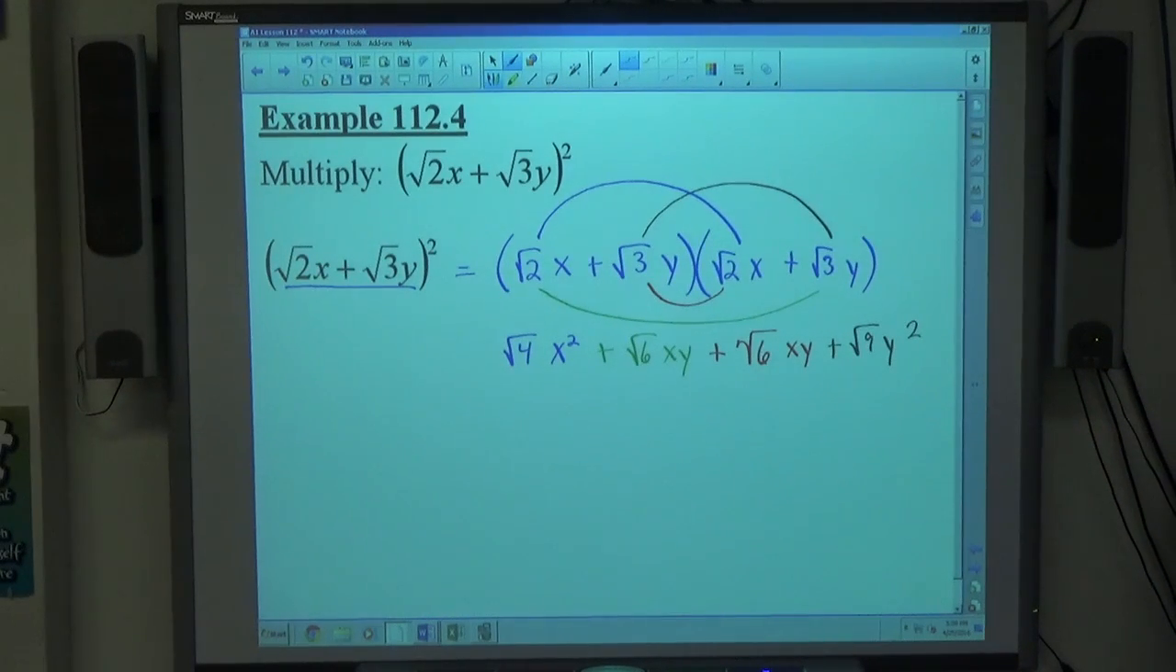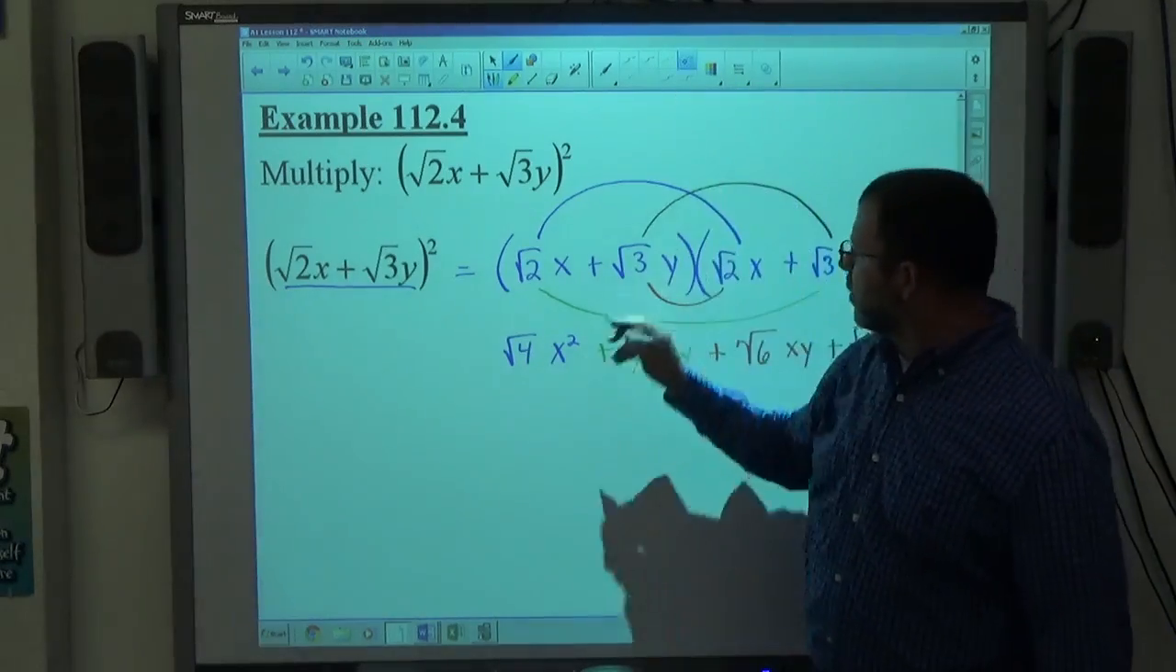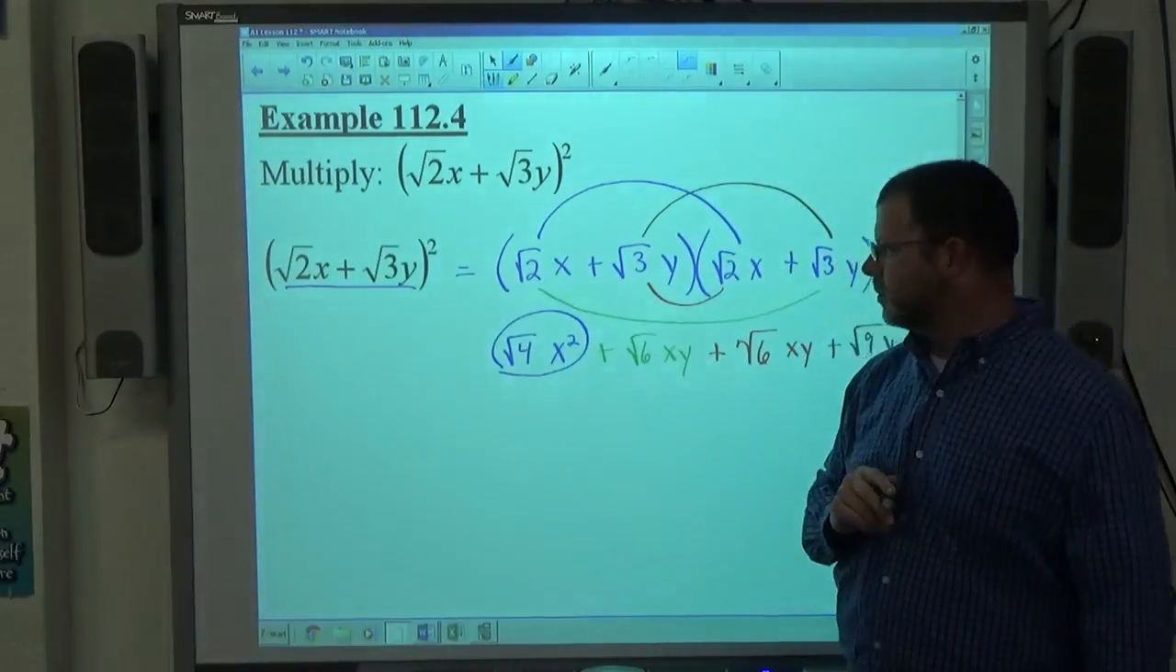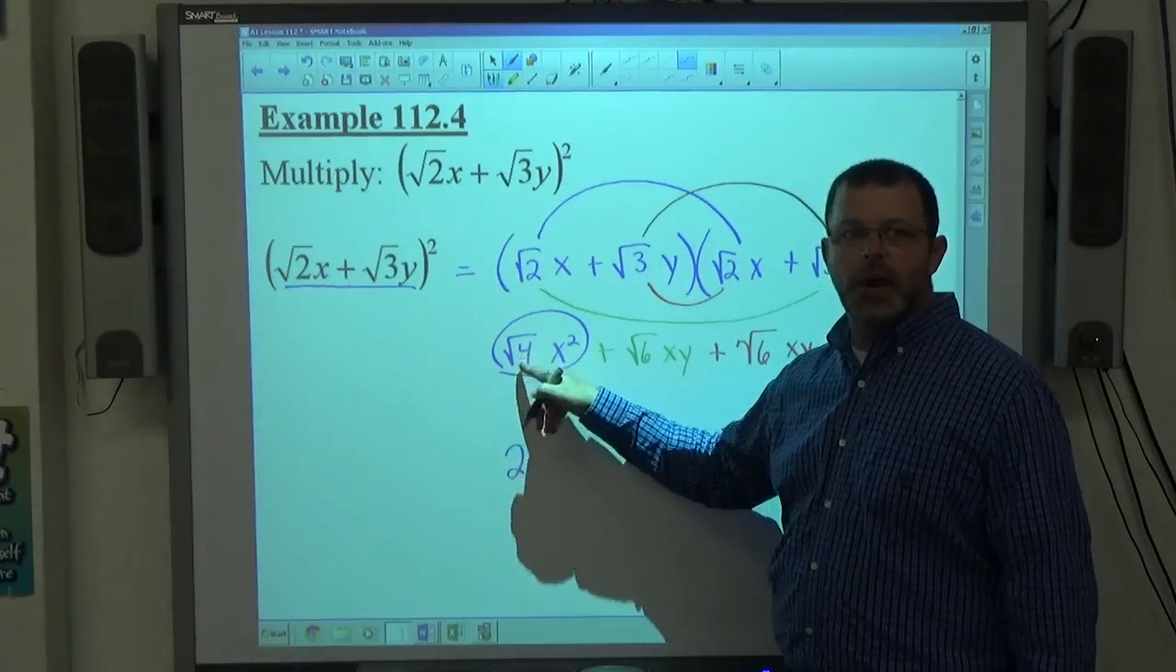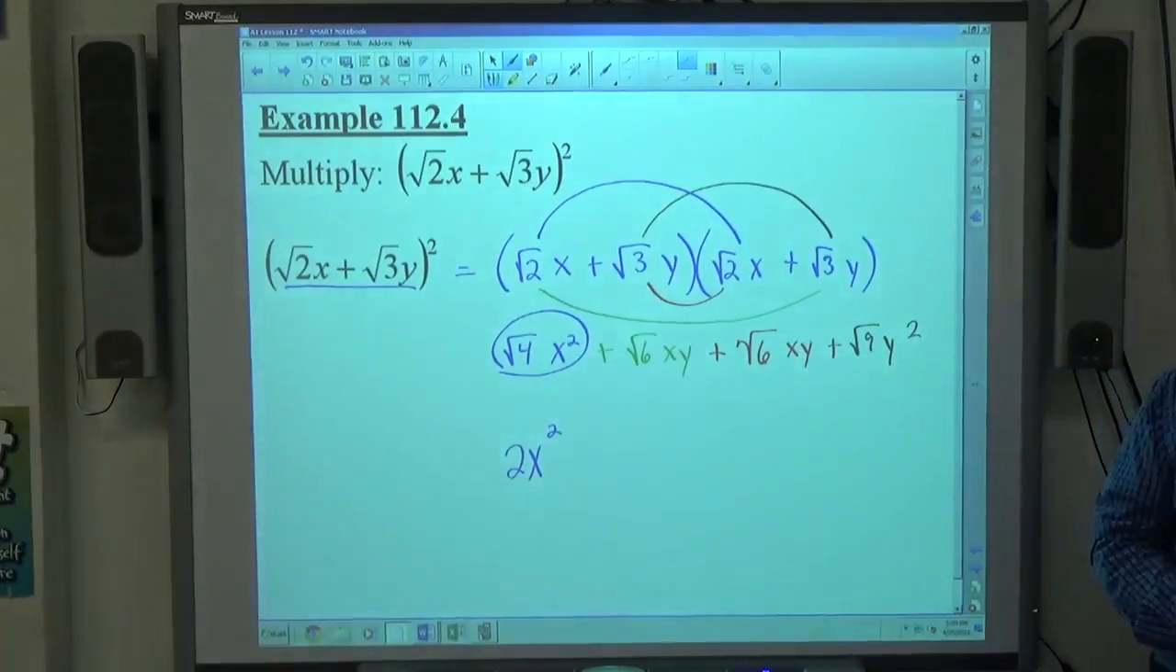Alright? At this point, my job is to simplify each object as much as possible. If there's like terms, I need to add them together. Alright? So, first off, let's look at the blue term here. Can I make that any prettier? Yeah, 2x squared. Perfect, 2x squared. If you happen to get a perfect square underneath the radical, just evaluate. The square root of 4 equals 2.